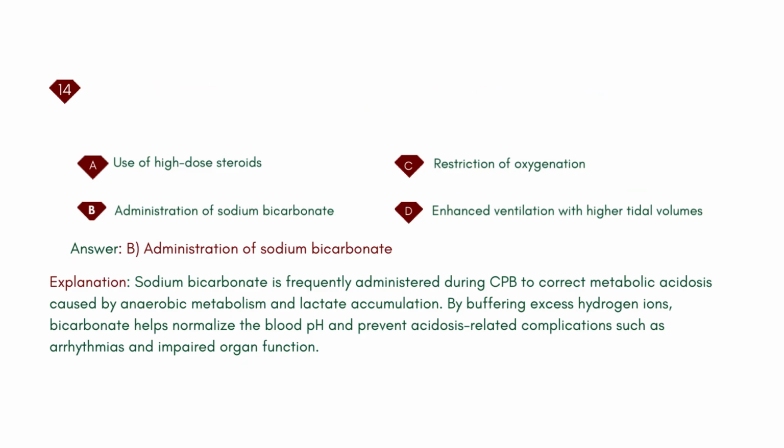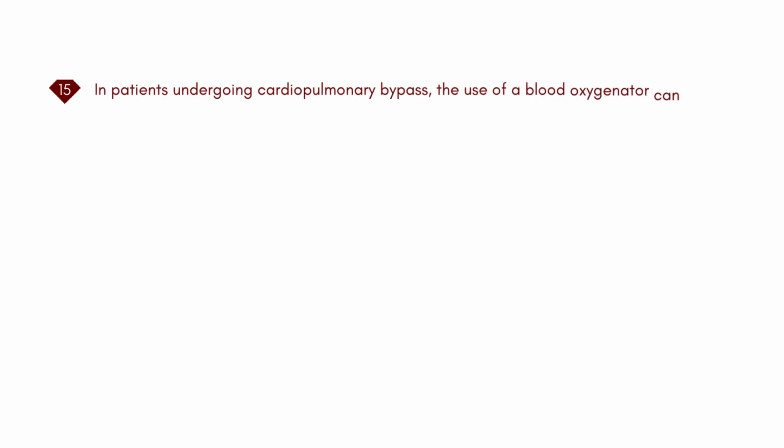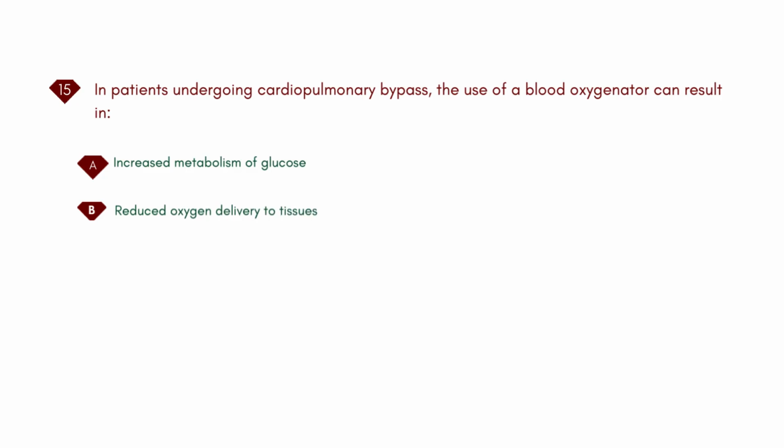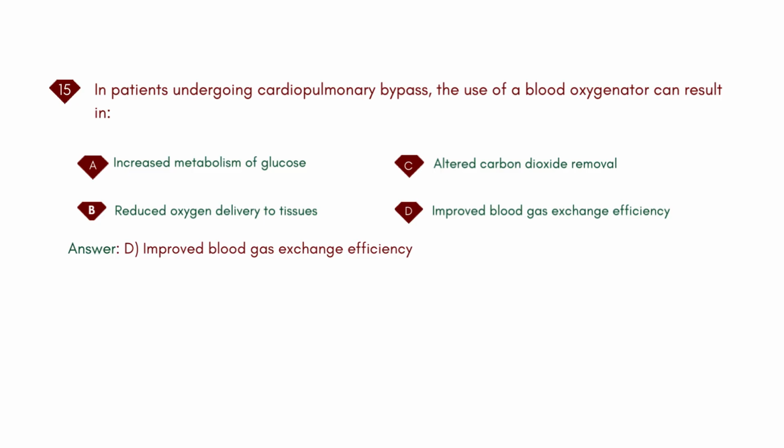In patients undergoing cardiopulmonary bypass, the use of a blood oxygenator can result in A. Increased metabolism of glucose. B. Reduced oxygen delivery to tissues. C. Altered carbon dioxide removal. D. Improved blood gas exchange efficiency. Answer: D. Improved blood gas exchange efficiency.